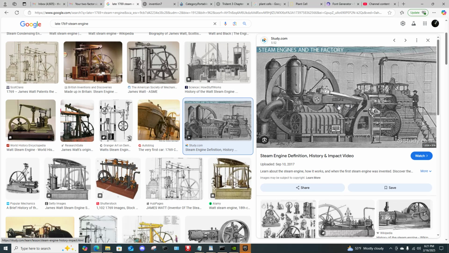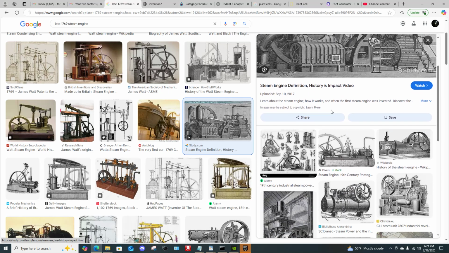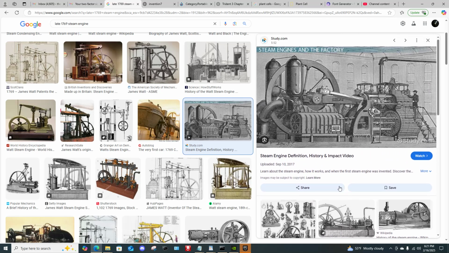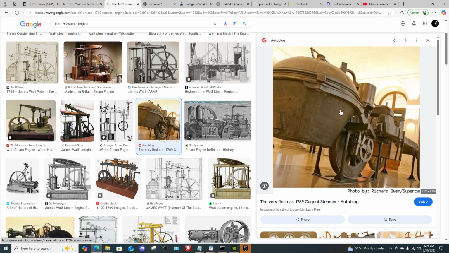Not in that timeline. Not in mankind's history. So maybe somebody can figure that one out. Where did the history of our innovation of steam engines go? There seems to be a chunk of history that is missing.